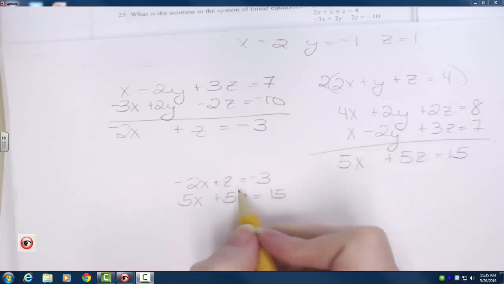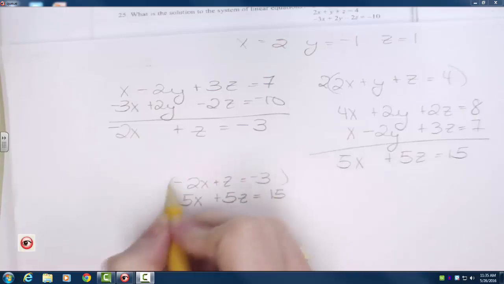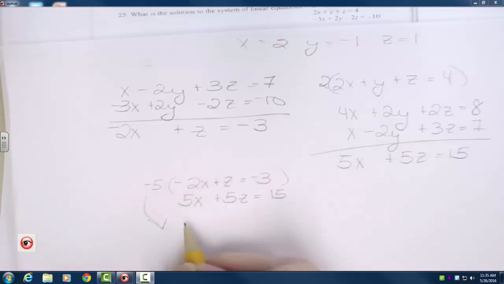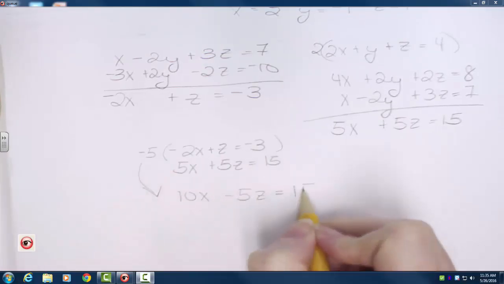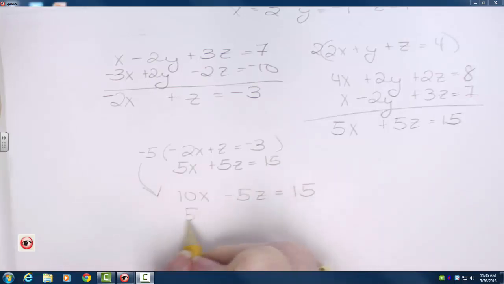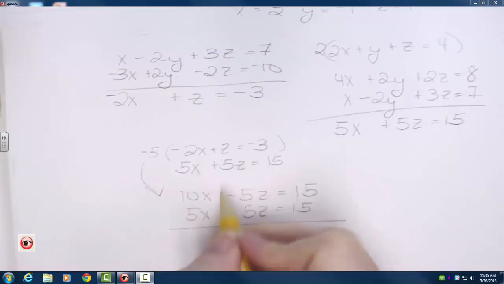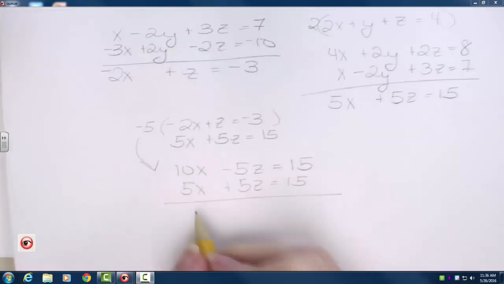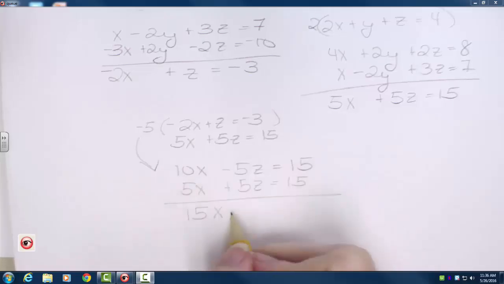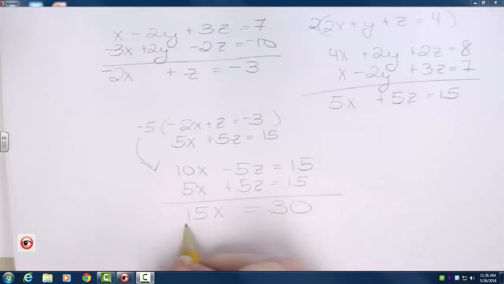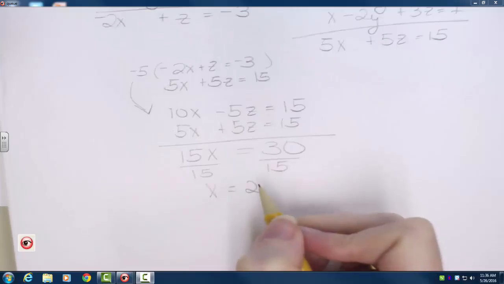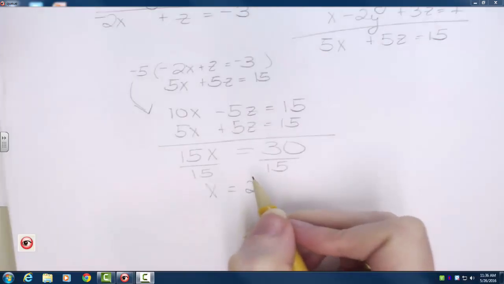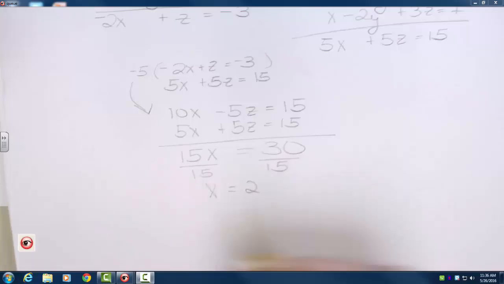Looking at it, the easiest way is to multiply this one, and I'll use that to get a negative 5. So that'll come down here, and I will have positive 10x minus 5z equals 15. And then the bottom row, 5x plus 5z equals 15. Add these two rows now. So 10 and 5, 15x. Z's are canceling. Equals 30. Divide by 15. X is 2. Okay, one letter found and it matched up. If it didn't, go back and find your little mistake.